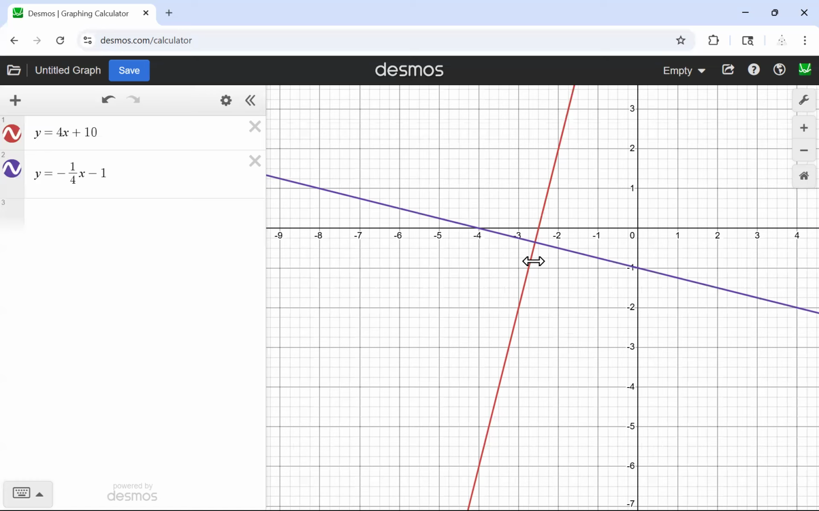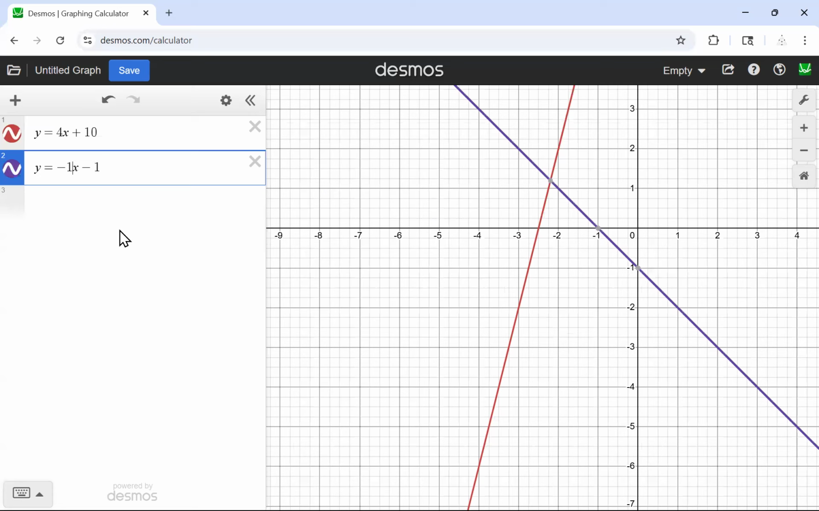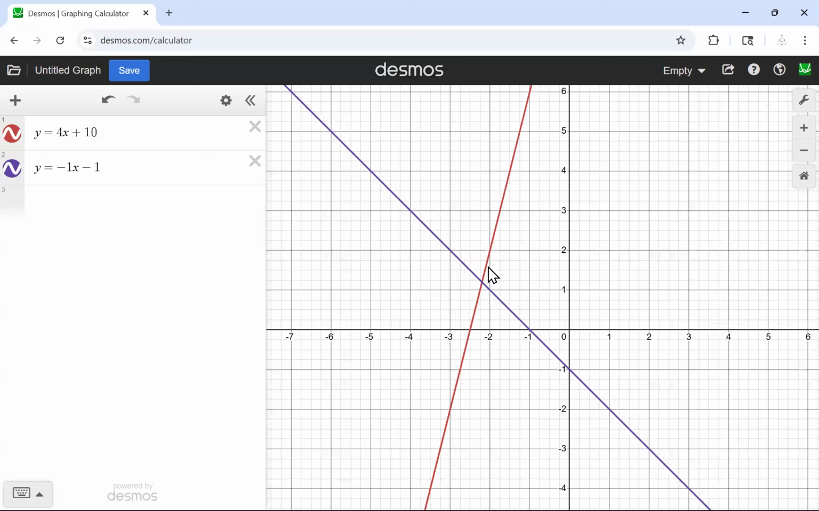Perpendicular lines meet at 90-degree angles. Parallel lines never touch. And obviously, there's lots of examples where lines intersect, but not at 90-degree angles. Here's an example of that: y equals negative 1x minus 1 and y equals 4x plus 10. So those intersect, but not at 90-degree angles.